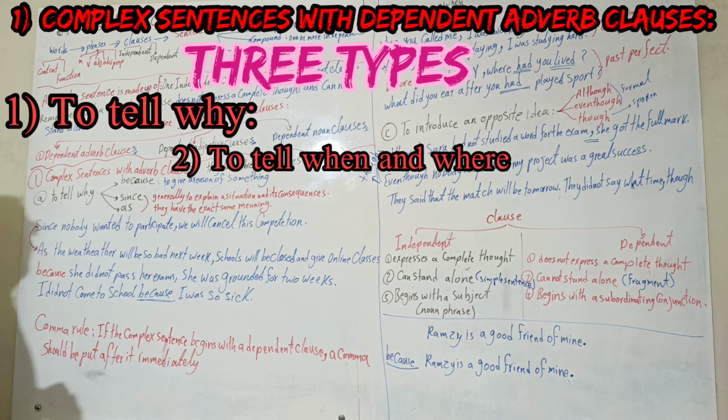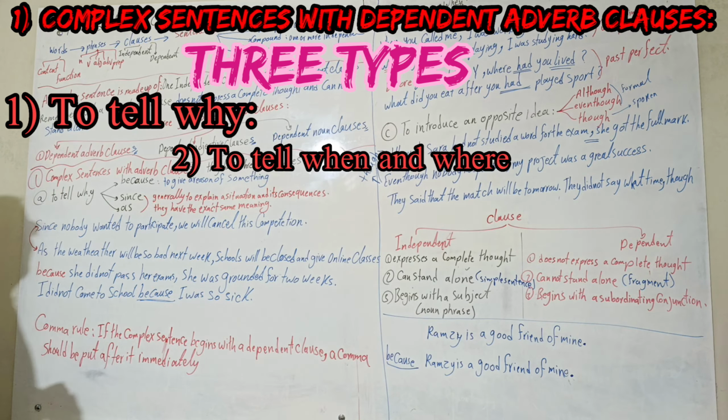Here, my friends, a lot of students have been asking me, what is the difference between since, as, and because? My friends, generally we use because to give a reason for something. For example, because she didn't pass the exam, she was grounded for 2 weeks. Here I give a reason for an action or an incident. The reason that she was grounded for 2 weeks is that she didn't pass her exams. Again, I use because in order to give a reason for something.